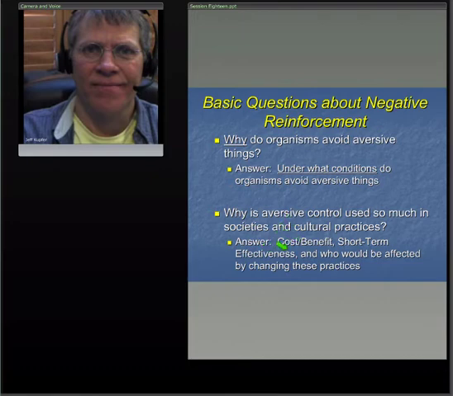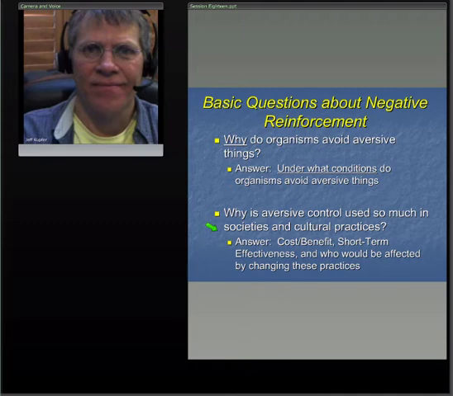In other words, the cost benefit of using aversive control usually benefits the people who are affected by changing these practices. Those who actually arrange the contingencies of aversive control do so because they themselves are negatively reinforced and are able to gain control quicker than using other techniques. However, that does not necessarily mean that aversive control is the method to use in our culture, and I would refer you to read some of the material in Pearson Cheney, in particular, by Murray Sidman, where he talks about coercion and its dangers.